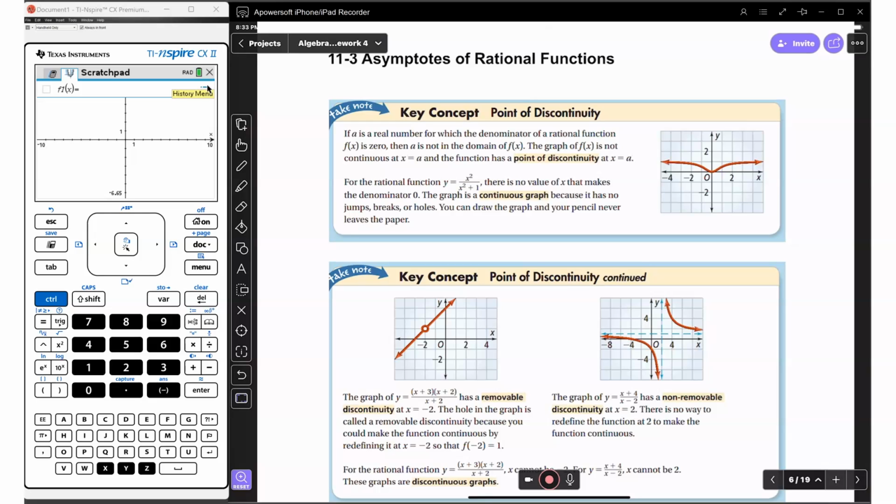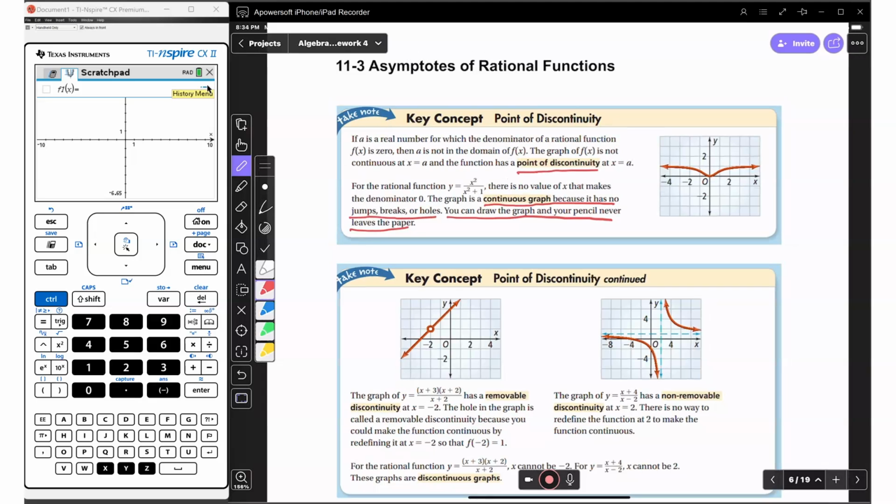I'm going to talk about non-continuous graphs. And when I say non-continuous, what I mean is there's a break. And where the break is, that's called a point of discontinuity. And a graph is continuous if there's no jump, break, or holes. You can draw the graph and your pencil never leaves the paper.